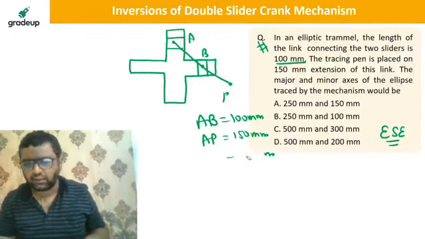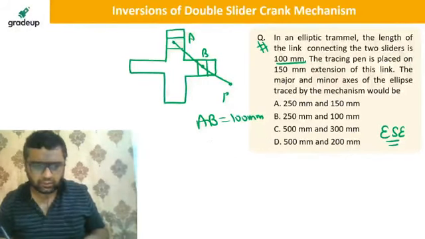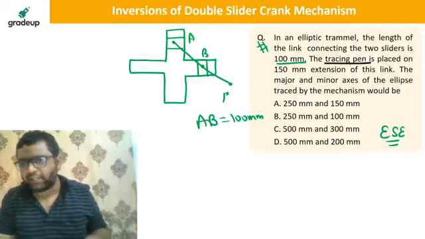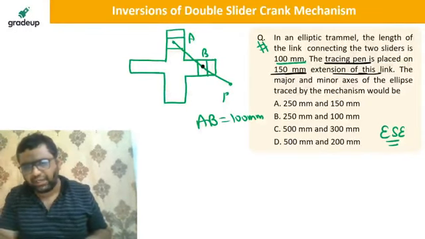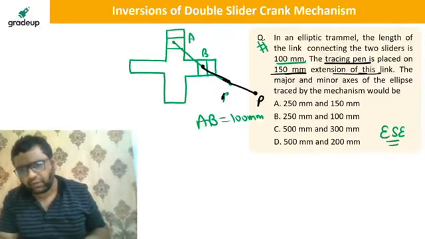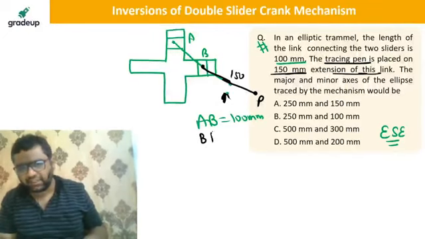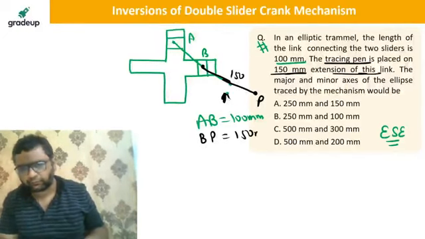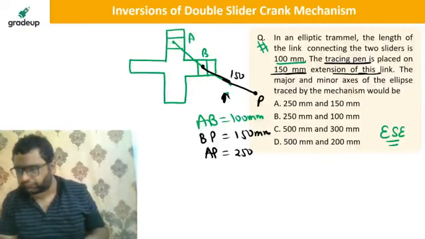He is saying that the tracing pen is placed on 150 mm extension of this link. After point B, a 150 mm extension you need to take. This is the position of P, 150 mm. Means BP is 150 mm. So AP is 250 mm.